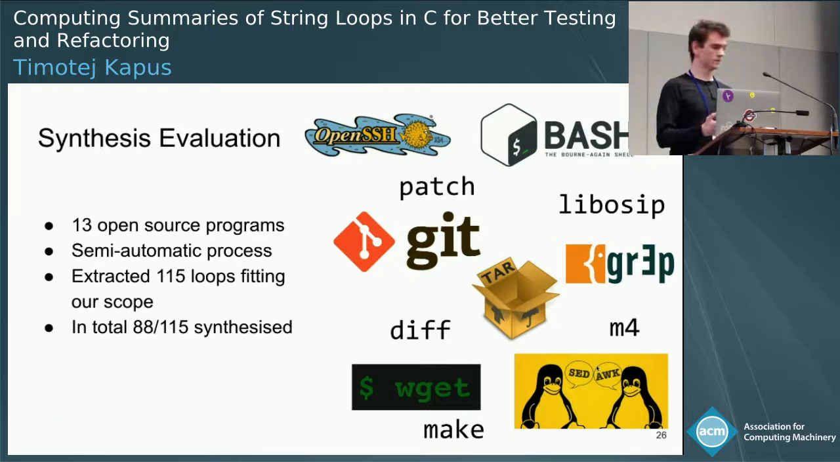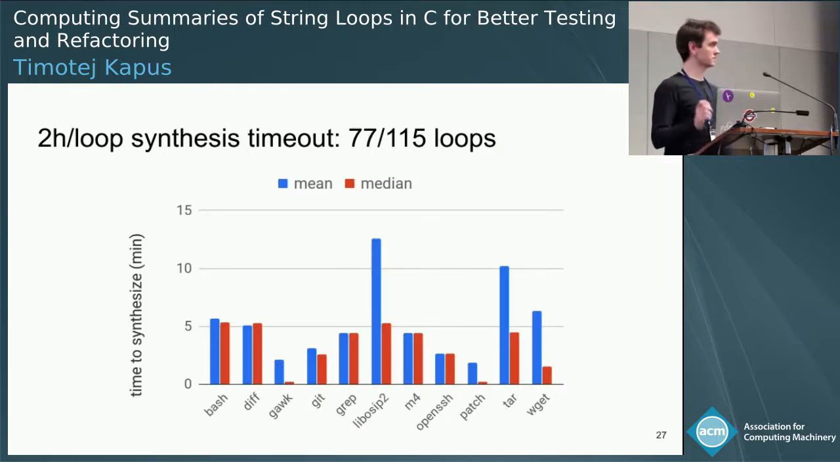Now, we evaluated this by gathering loops from 13 open source programs using a semi-automatic process. And we extracted 115 loops fitting our scope. In total, our technique was able to synthesize 88 out of 115 loops. As a first experiment, we ran 2 hours per loop. So we gave a 2-hour timeout to the counterexample guided synthesis, and that managed to synthesize 77 out of 115 loops. That will tell you how we got to 88 in a second.